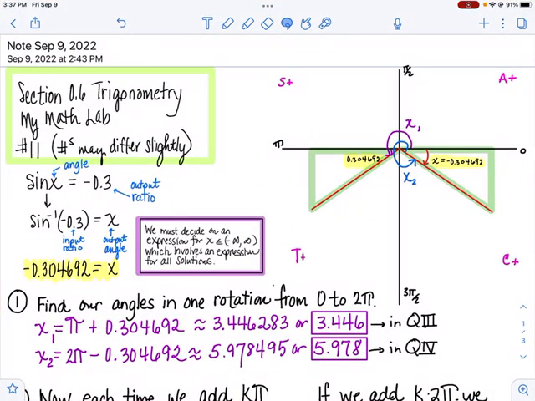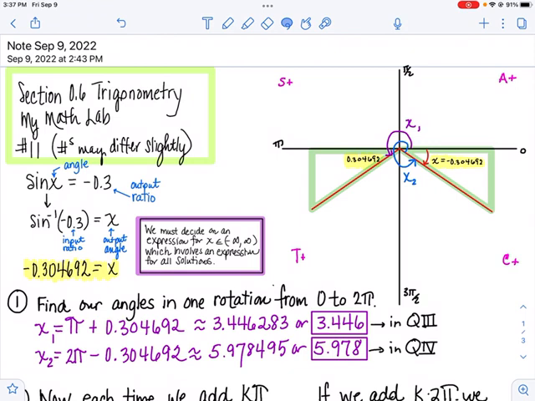Okay, folks, so here we're back going over number 11 on the Math Lab homework from section 0.6 in trigonometry. Your numbers may differ slightly. We started going over this today in class as a recitation, and sine x is equal to negative 0.3. You may have had sine x is equal to 0.8 or something like that.